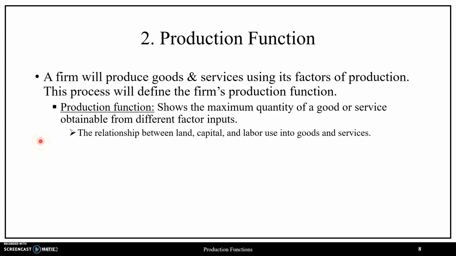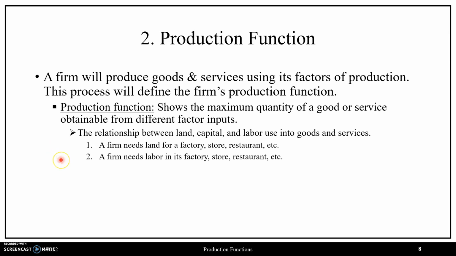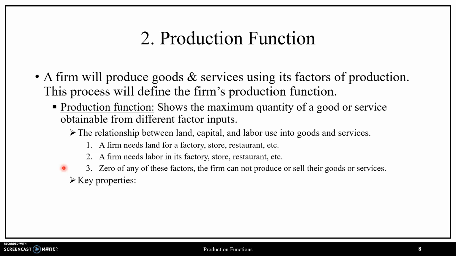That is, the relationship between land, labor, and capital used to make goods and services, where a firm needs land for a factory, store, or restaurant, and a firm needs labor in its factory, store, or restaurant, and 0 of any of these factors means that the firm cannot produce or sell its goods or services, where the entrepreneur plays the part in putting all these 3 factors together.